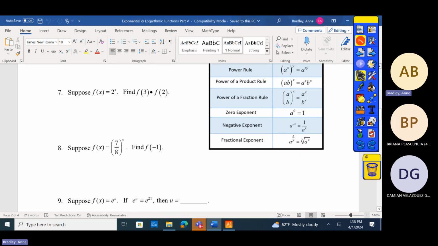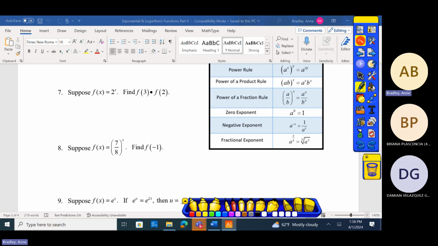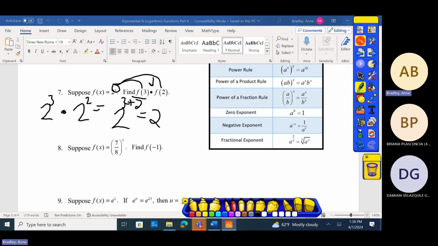Let's look at number 7. So number 7 here, we are going to first take f of 3. So I'm going to plug in 2 to the third, and then I want to multiply it by 2 to the second. So I'm replacing this variable x with 3, then multiplying the function after I replace it with 2. Well, when you have the exact same base, you keep the base the same, and you add the exponents. So I have 2 raised to the 3 plus 2, which is 5. So I'm going to take 2 times 2 times 2 times 2 times 2, 5 times, and I end up with an answer of 32.